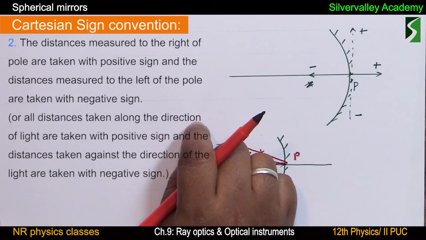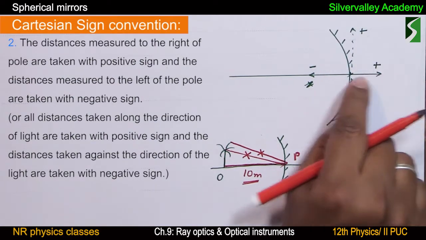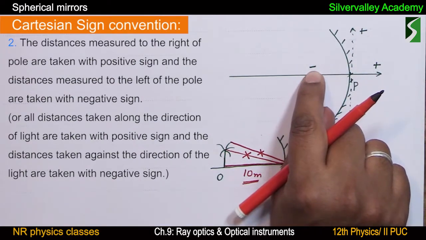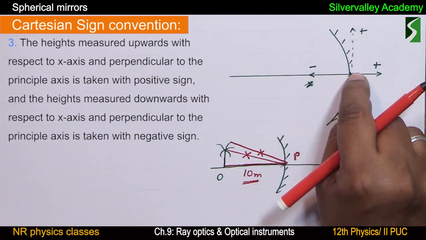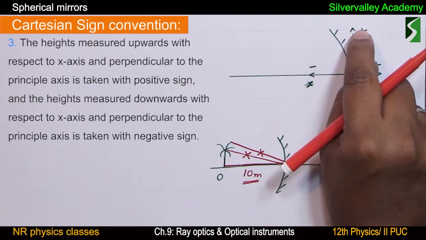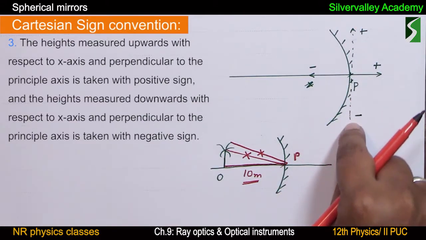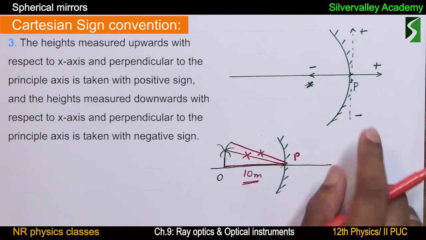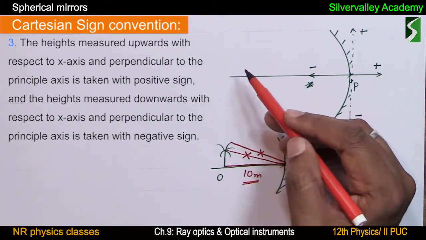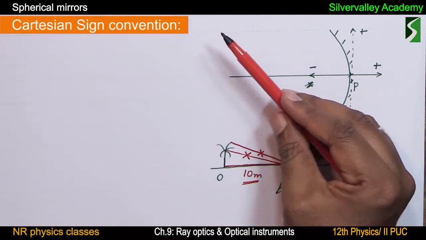Second point, the distances measured to the right of the pole are taken with positive, to the left are taken with negative. And distances above the pole are taken with positive, distances or heights below this are taken with negative sign. Students, this is important for 1 or 2 marks. Note down and go through once.